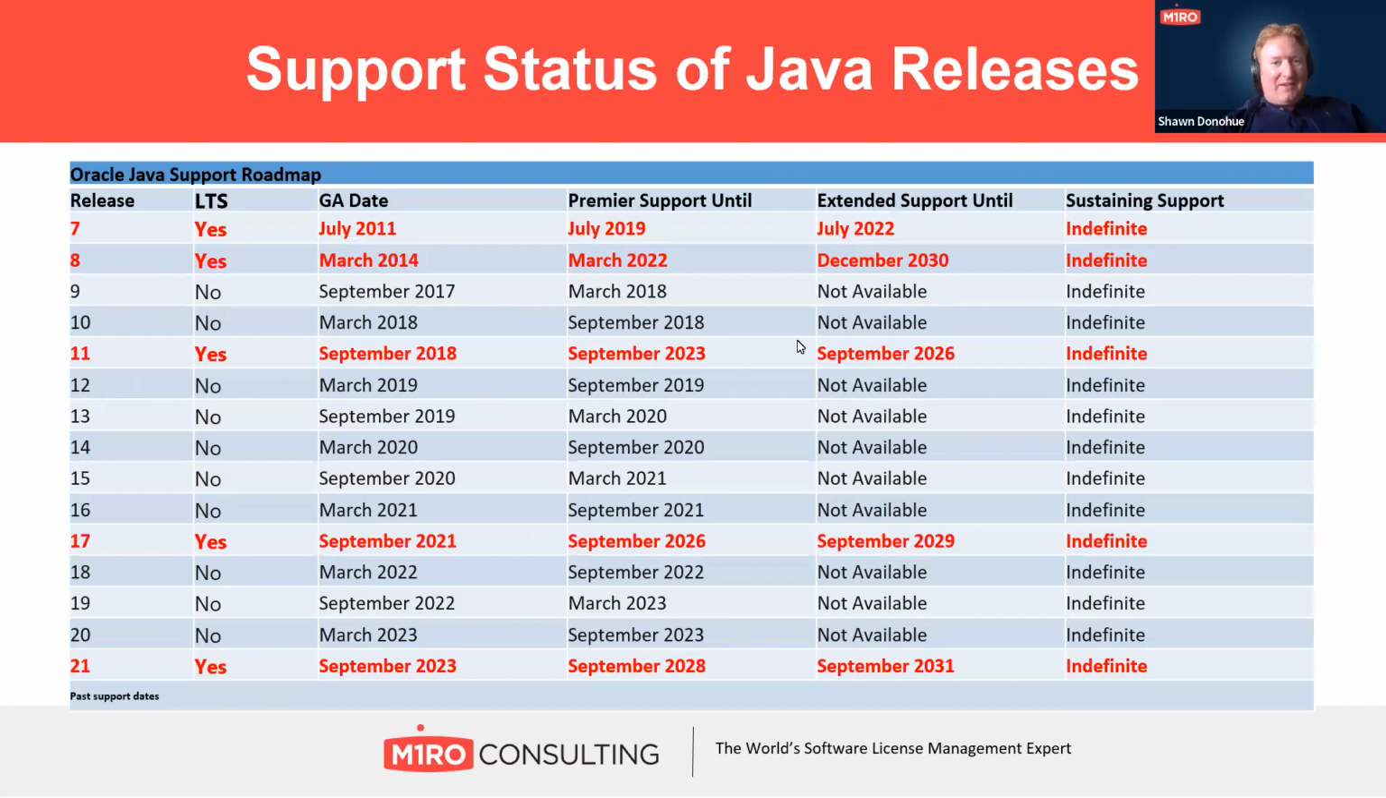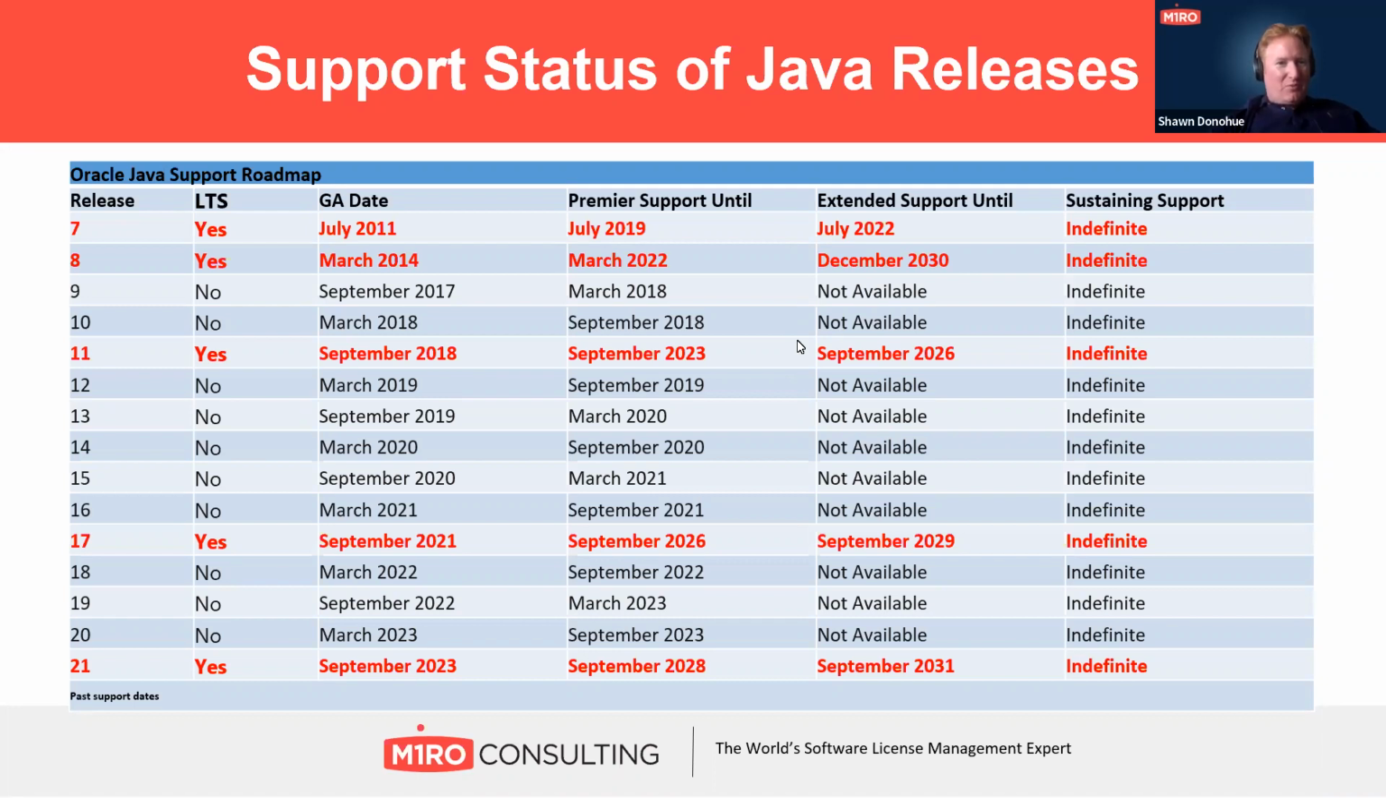All right, so again, this is why we're going to send this to you afterward. You don't want to kill yourself writing this down. So what we've done is highlight in red all the long-term versions. And you can see here, there's no real pattern to it. 7 and 8 were long-term versions, and then we skipped to 11, and then we skipped to 17, and it hasn't even come out yet, but 21 will be the next one.